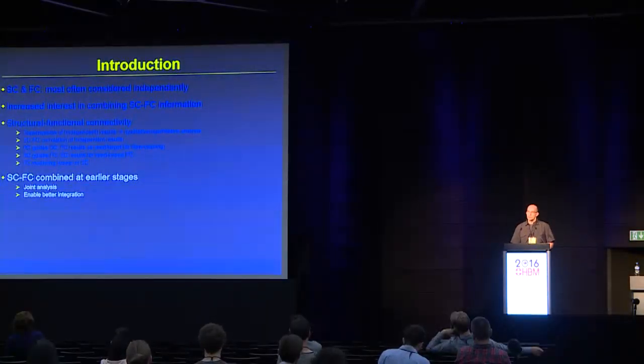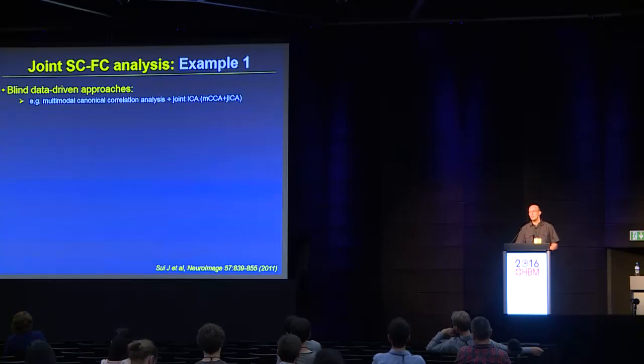More recently, there has also been a lot of push to try to do this at a much earlier stage, to not study each of them separately and link them later on in the analysis, but to put them together early on from the beginning to see if one can inform the other and get a more robust result or a better integration of the information that we have. So there are various ways to do that. For example, the group of Vince Calhoun has been doing a lot of this work, and they've been using data-driven approaches. For example, this one is a multimodal canonical correlation analysis followed by a joint independent component analysis.